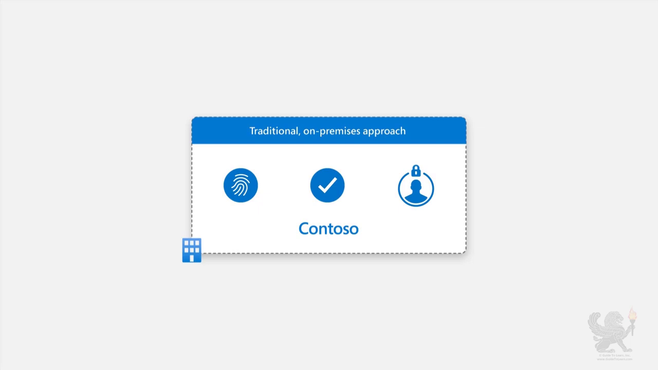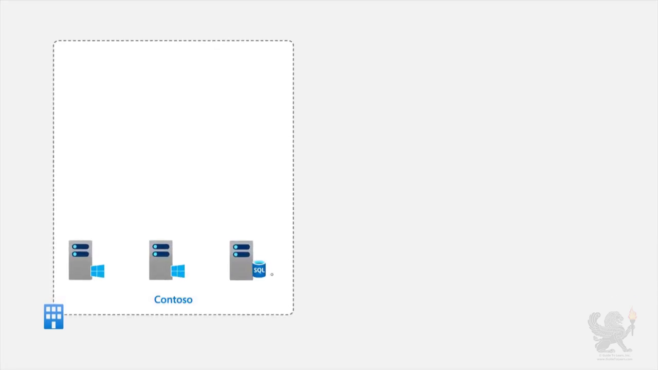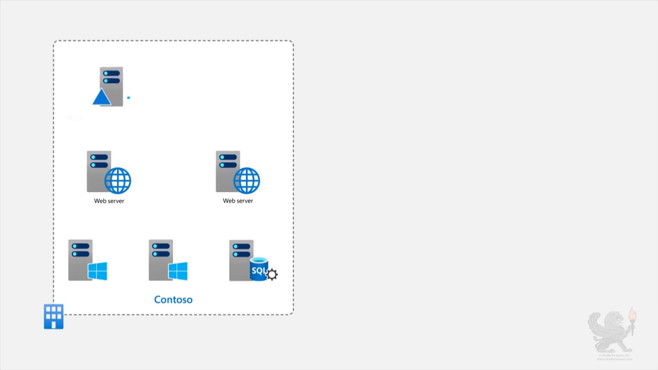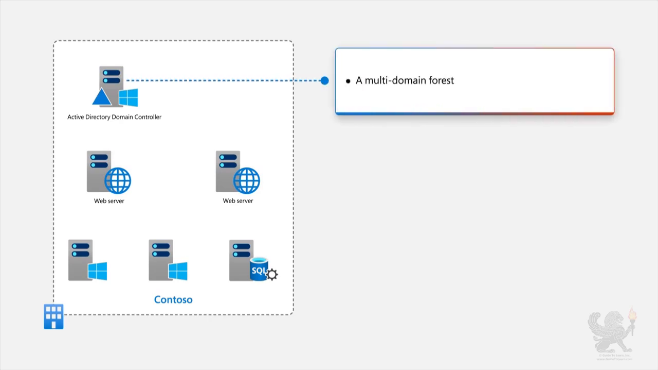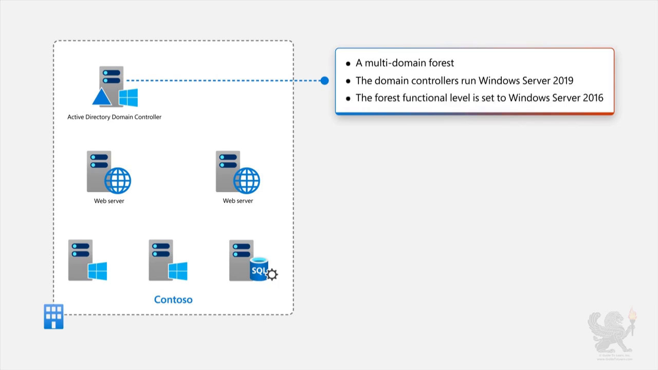Secy is operating entirely on-premises. Since the majority of its infrastructure is running Windows-based workloads, the majority of servers are Active Directory domain joined. The Active Directory environment consists of a multi-domain forest with the domain controllers running Windows Server 2019 and the forest functional level set to Windows Server 2016.